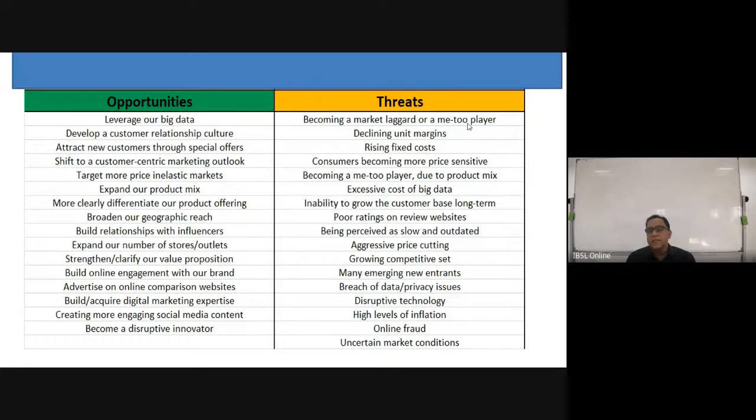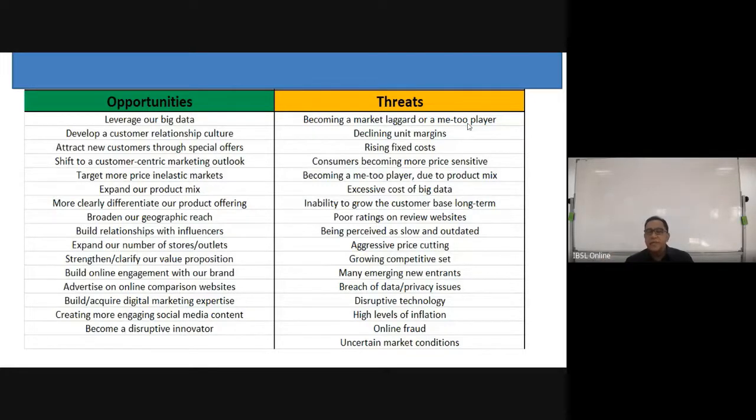Becoming a Me Too player due to product mix. Yes, we have a poor product range. Excessive cost of big data. That means I told you big data is something that you must have, but to collect that big data you may have to pay more to those data agencies, or to have that kind of technology is expensive. Inability to grow the customer base long term. So you have no way to build your relationships. Poor rating on review websites. That means you are getting a poor rating on your website, from various rating agencies. Being perceived as a slow and outdated bank.